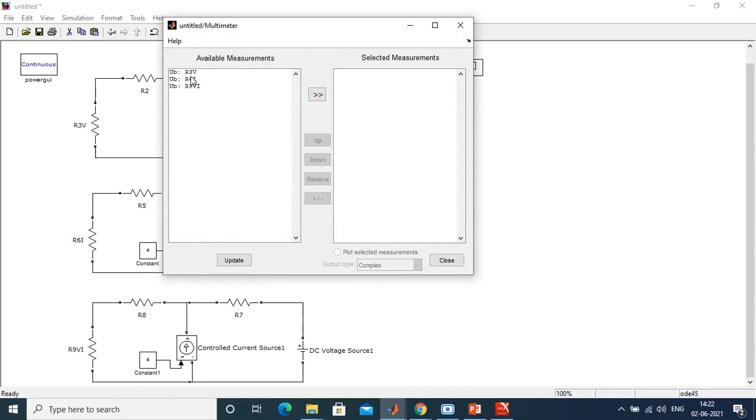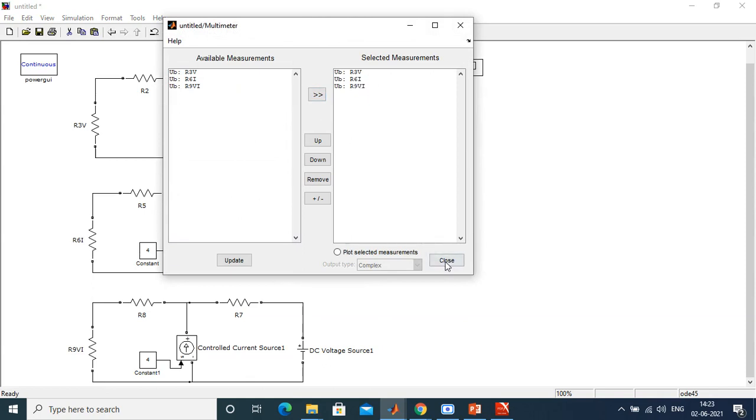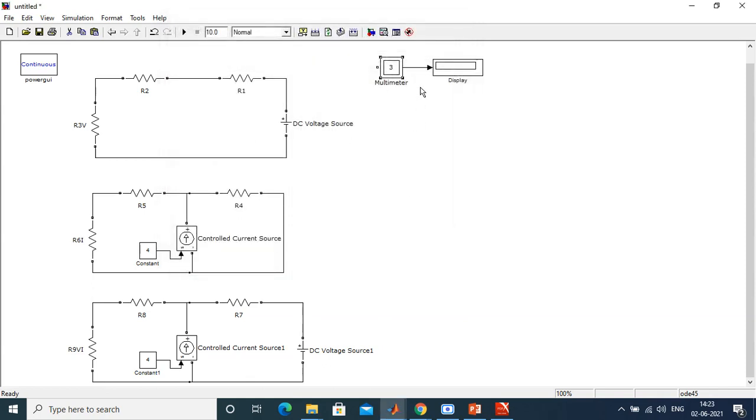Now observe here, R3V is due to only the voltage source. R6I means only due to the current source. R9VI means when both the sources are acting simultaneously. Okay, I need to select all these things and selected measurements. Okay, close. Next, see here, I selected 3 variables, so it indicated 3. Finally, we got the 3 values we will display.